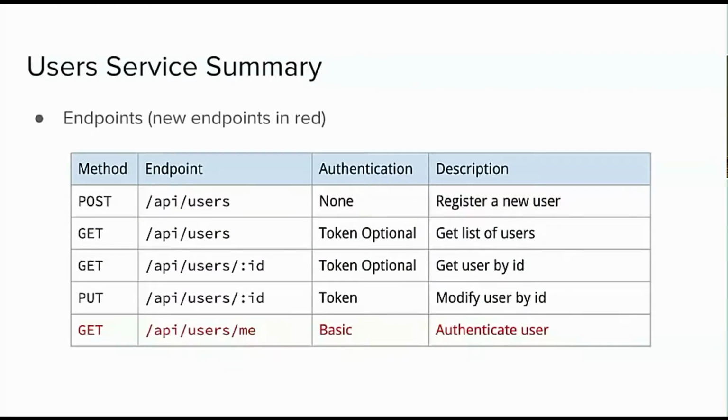This is the summary. The black endpoints are the ones that existed in the original application. So you could get a list of users, and that was open to anyone. So you could get the list of connected users without logging in. So you will see the bar on the right. It'll show who's chatting before you log in. So that didn't take off.